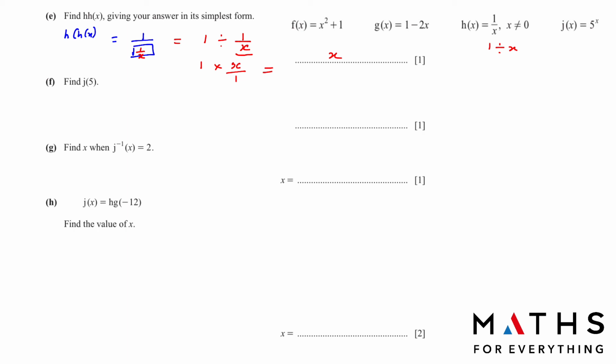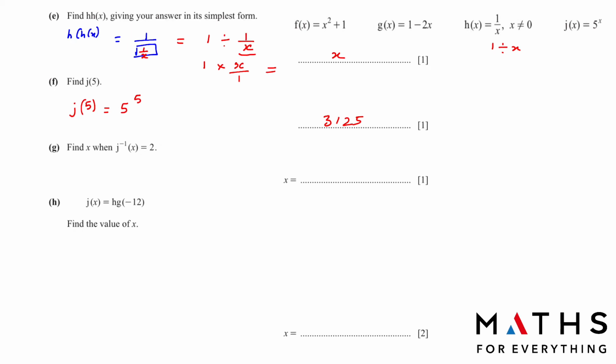So in place of x, we are going to substitute 5. That will give us 3125. Next, find x when j inverse x is equal to 2. In G, we have to find x when j inverse x is equal to 2.